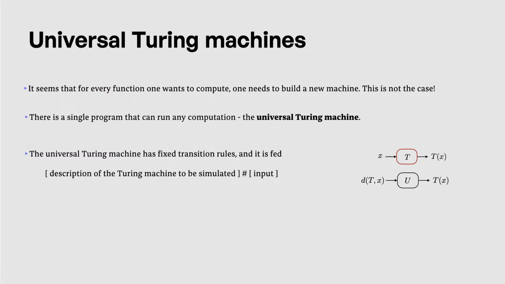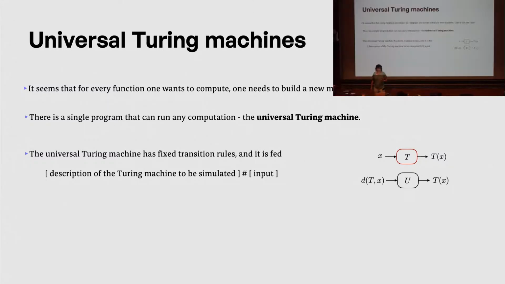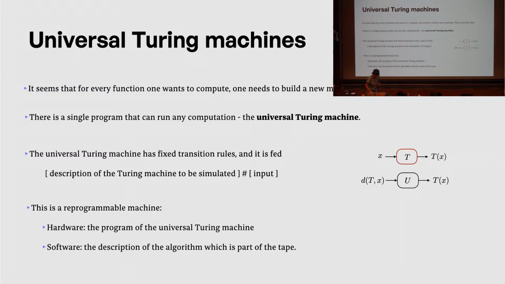So this is the idea. We had a Turing machine T, and naively you expect that it is fed a natural number x, and it either accepts it or rejects it. It's a little more complicated because it might be undefined on that number, but anyway. Now U is fed a description of T and x, and it behaves, in some possibly encoded way, like T. So this is a reprogrammable machine. The hardware is the program of the universal Turing machine, and the software is the description of the algorithm, which is part of the tape.